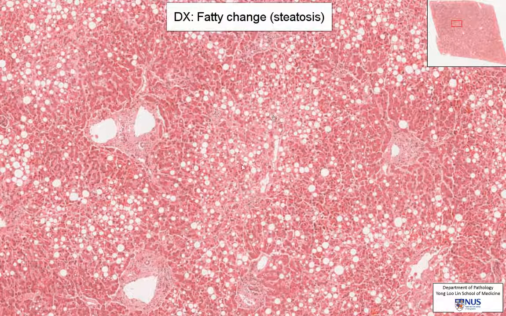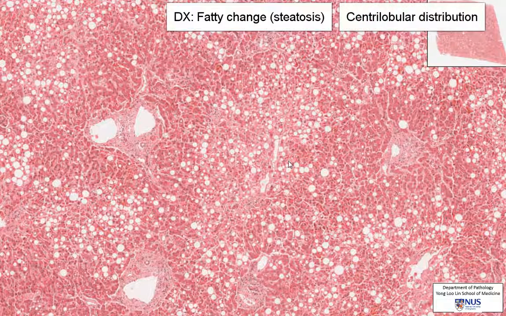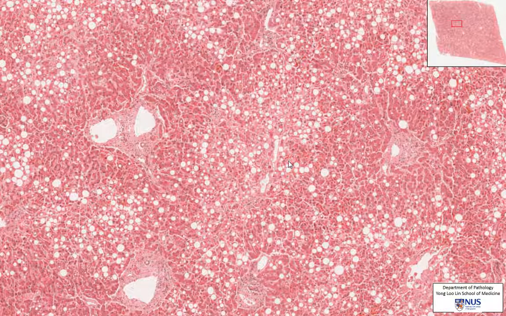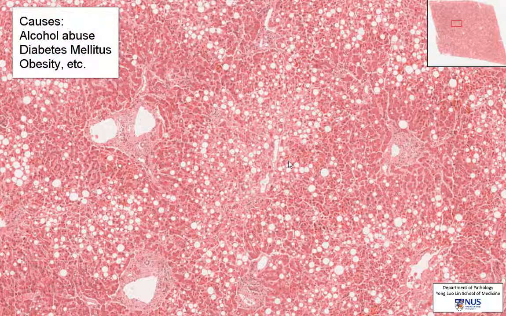So what we are seeing is actually fatty change or steatosis. And this is one of the responses of cells to some sort of metabolic stress. We can see this in alcohol abuse because alcohol affects the metabolism of lipids. We can also see this in obesity as well as diabetes and other conditions.